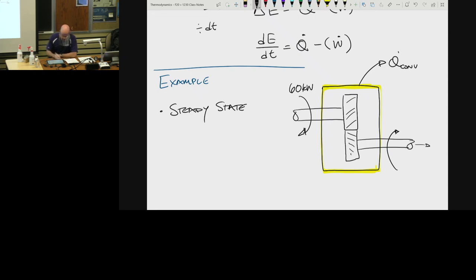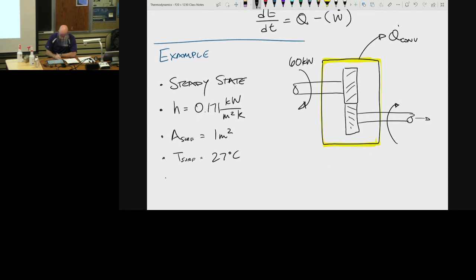And they told us the heat transfer coefficient, H, is equal to 0.171 kilowatts per meter squared Kelvin. They told us that the surface area is equal to 1 meter squared. So this gearbox has a meter squared of surface area, and the temperature of its surface is 27 degrees Celsius. And the temperature of the surroundings is equal to 20 degrees Celsius. So we know a lot of information here. We're running this at steady state.